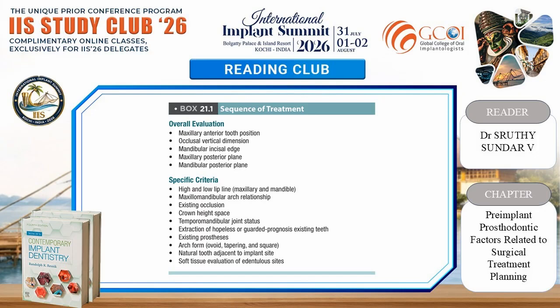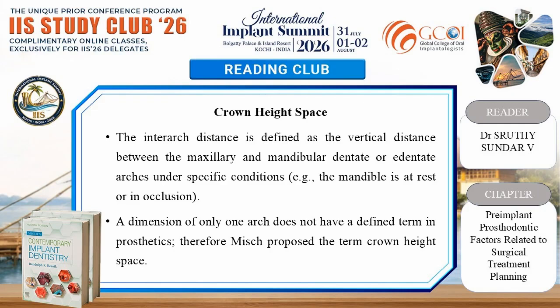The specific criteria include high and low lip line of maxilla and mandible, maxillomandibular arch relationship, existing occlusion, crown height space, temporomandibular joint status, extraction of hopeless or guarded prognosis existing teeth, existing prostheses, arch form, whether it is ovoid, tapering or square, natural tooth adjacent to implant site, soft tissue evaluation of edentulous site. Moving on to the crown height space.